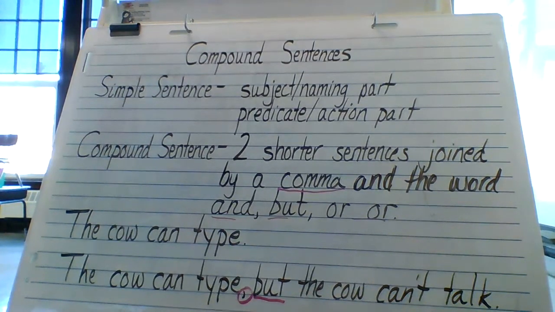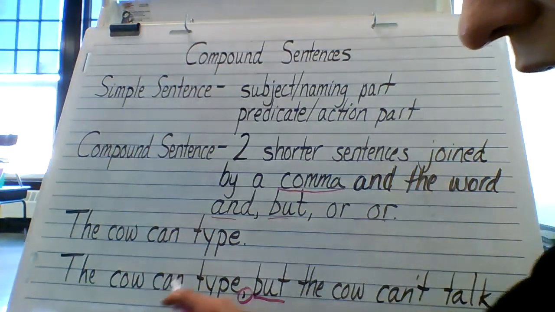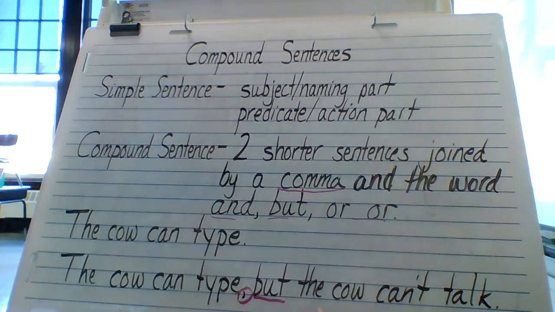So now this is an example of a compound sentence because both of these could be short sentences on their own. We could have had the sentence, the cow can type, period. And then we could have also had the sentence, the cow can't talk.